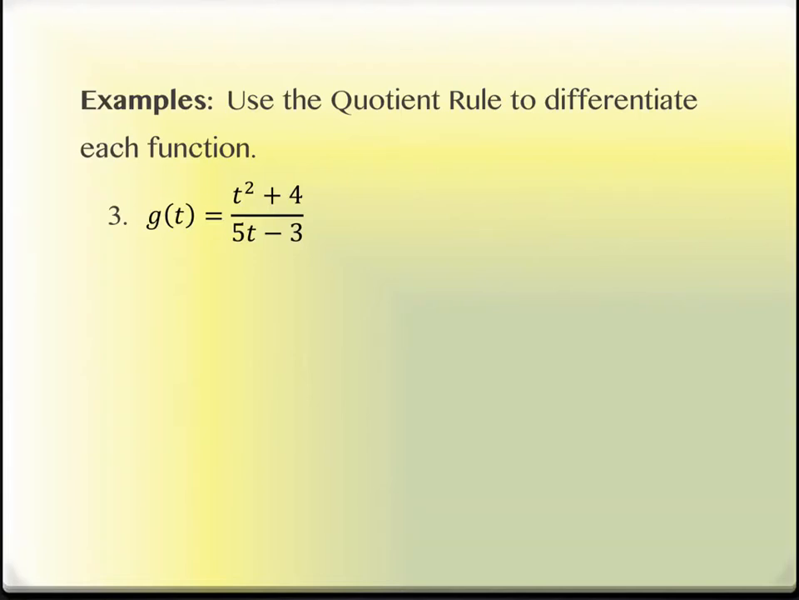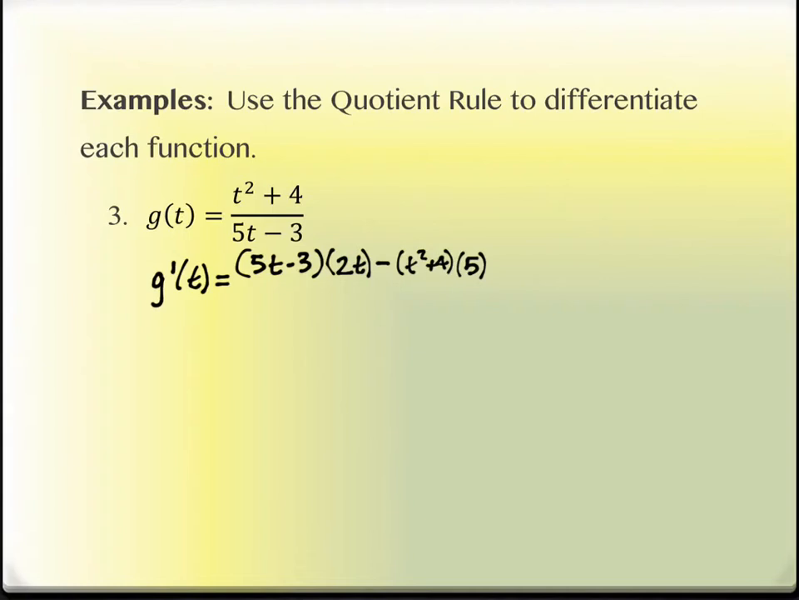So, with the quotient rule, it says I'm going to do the denominator, 5t minus 3, times the derivative of the numerator. So what's the derivative of t squared plus 4? 2t, yes, thank you. Subtraction, all right, subtraction. And then I need the numerator, t squared plus 4, times the derivative of the denominator. What's the derivative of 5t minus 3? Just 5.